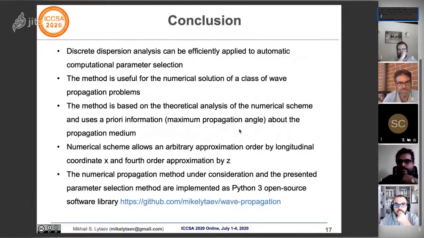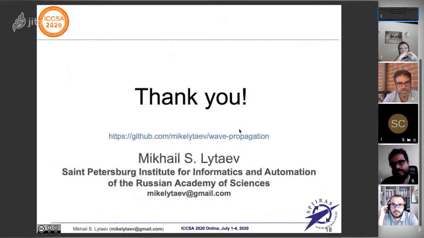The numerical propagation method under consideration and the presented parameter selection are implemented as a Python 3 open source software library, which is available by the link. Thank you for your attention.